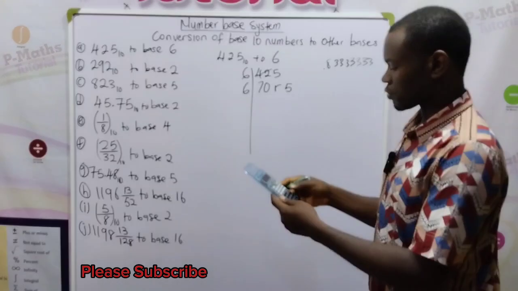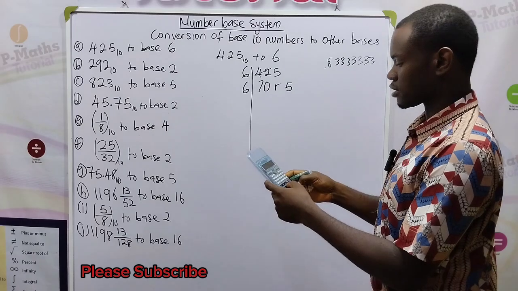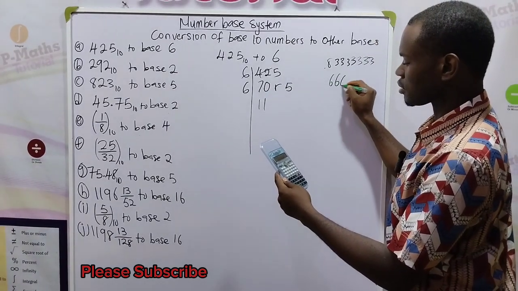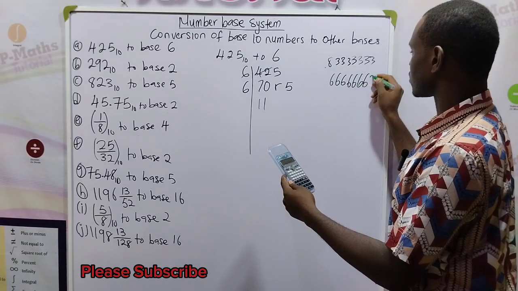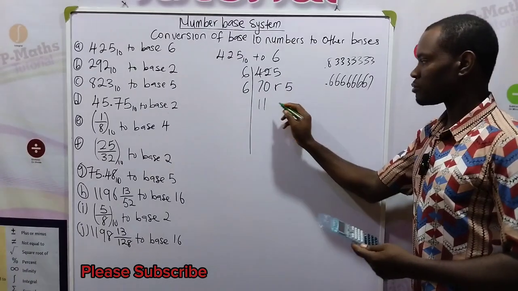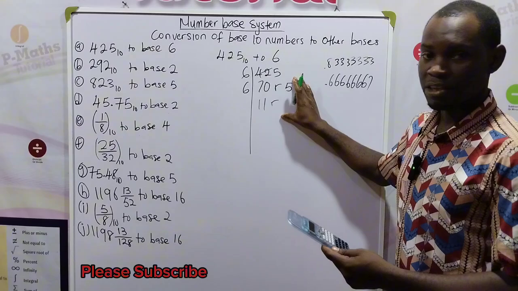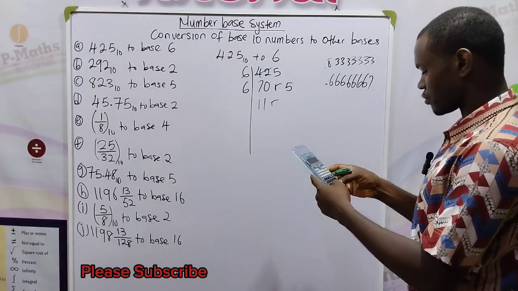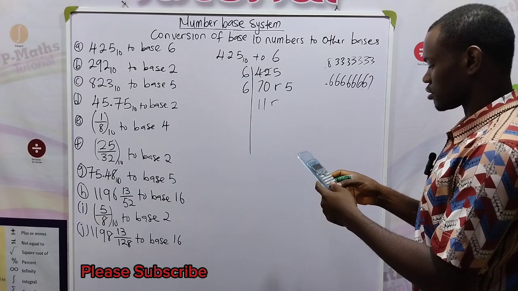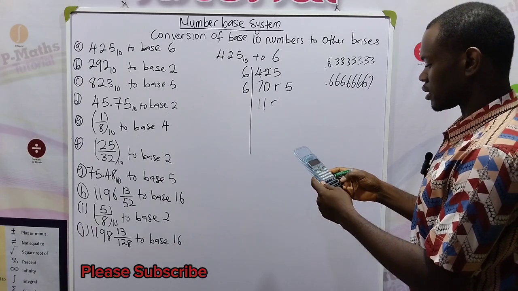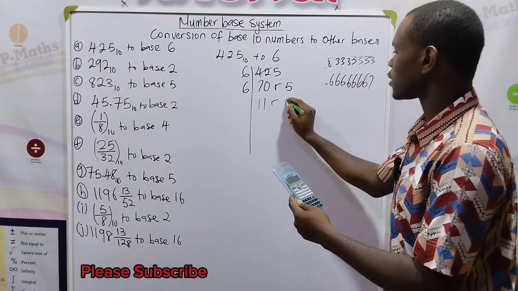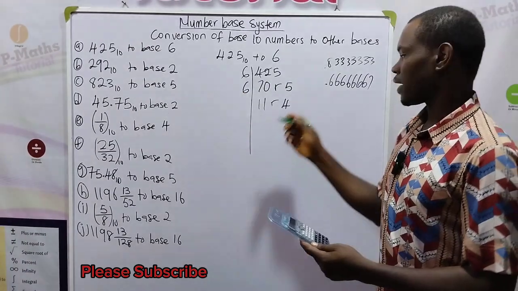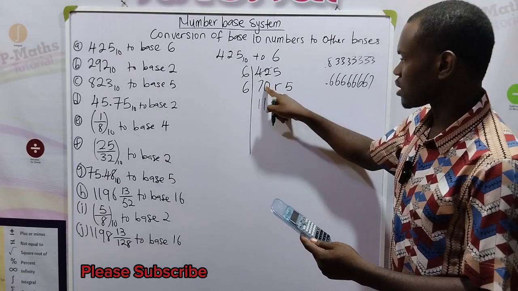Now let's go for the second one. Divide 70 by 6. I am having 11.666666667. Now, to get our remainder, remember we are only interested in the remainder. Press this number now times 6. So I have 0.666666667 times 6. That is giving me 4. So the remainder here is what? 4. Of course, 6 times 11 will give you 66. And it is just remaining 4 to get up to 70.